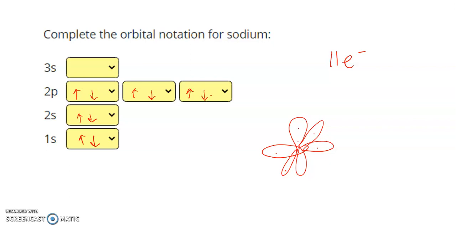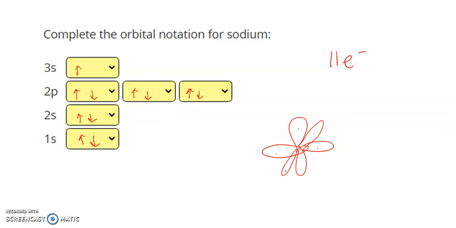So let's say that I had an element that only had 8 electrons. It would look like this. Our element today has 11 electrons, so we will have down, down, down arrows. We'll have 2p all the way filled up. Right now I have 10 arrows, but I need to represent one more electron. So I'm going to put that last electron into 3s, facing up, or pointing up.